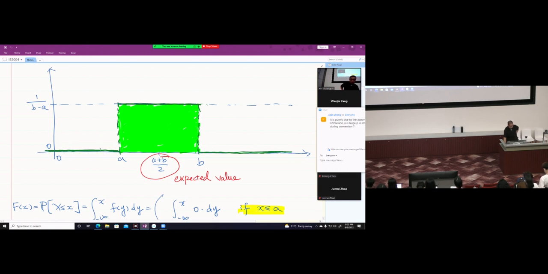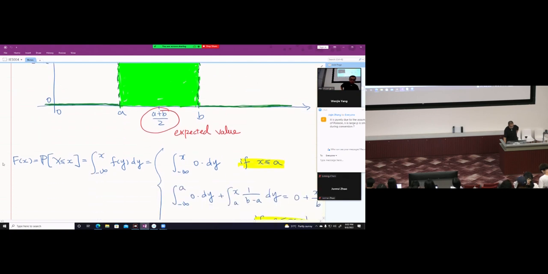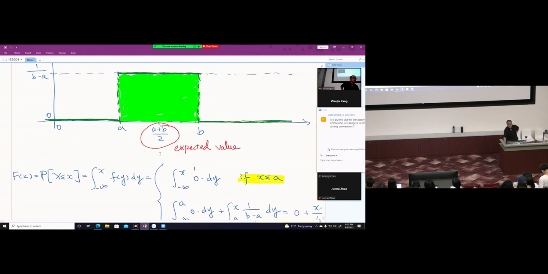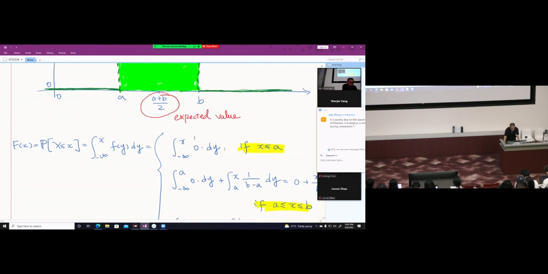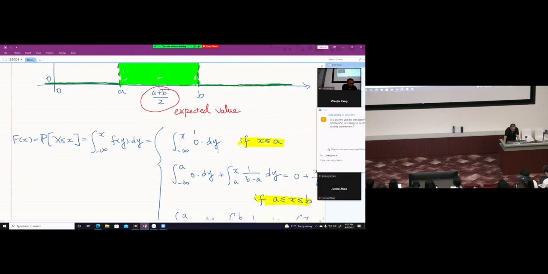When x is less than a, it is 0. When it's bigger than b, the density is 0. When it's within a and b, it's a constant value. Because of this, if you wish to know the CDF, you need to discuss when x is within different intervals, right? If x is less than or equal to a, in this case, according to this expression, we just take an integral of 0, which is 0, right? It is equal to 0. I forgot to put it down here, but it is equal to 0.